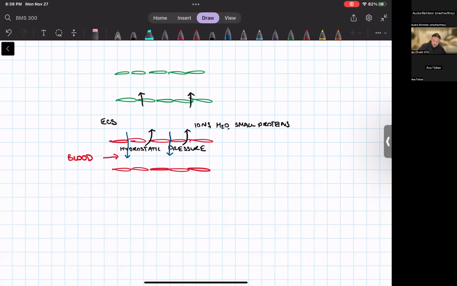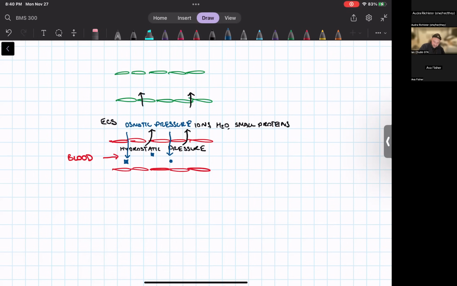We're going to have some osmotic pressure. Now, osmotic pressure is due to big proteins in the blood. So you'll have things like albumin and other big proteins that will pull water back through. So even though the hydrostatic pressure is pushing some fluid out into the extracellular space, we'll still have some fluid being pulled back into the blood due to those big proteins pulling that water in. So this is how lymph is actually created.